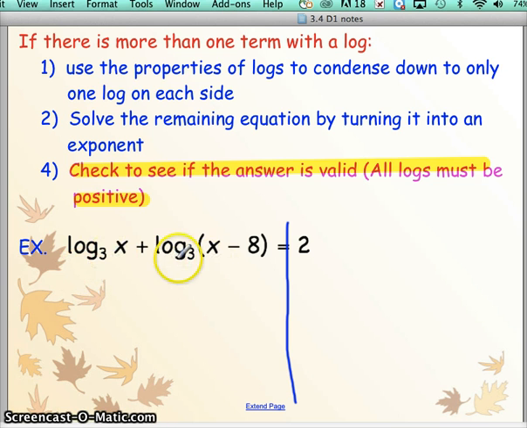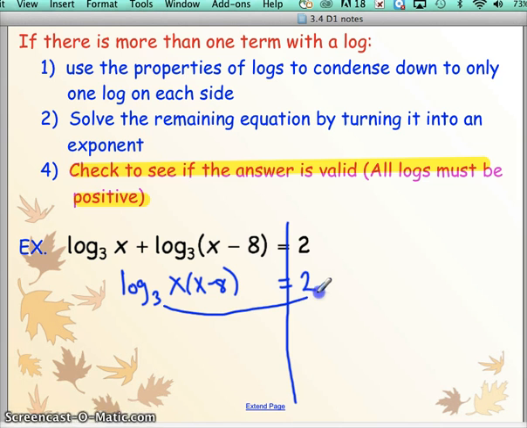So right off the bat, let's condense this down. Addition condenses into multiplication. So we can condense this one down to log base 3, and then we're going to multiply the x times the x minus 8. Now we have a single log. It's isolated, so I can swoop. So I can do 3 to the second equals all of that. So 3 squared equals x times x minus 8.